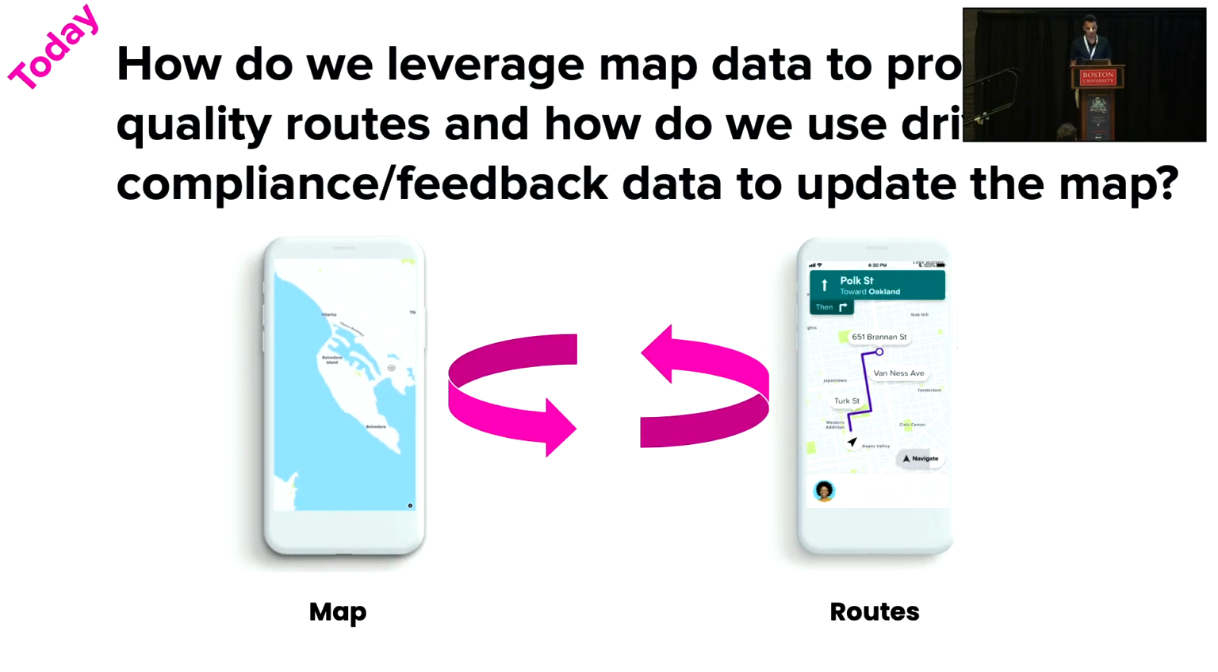Today, we're primarily focused on the routing portion, specifically how we leverage map data from OSM to provide high-quality routes, as well as how we use the routing data we get and driver compliance data to update the map in the feedback loop between the map and our routes.